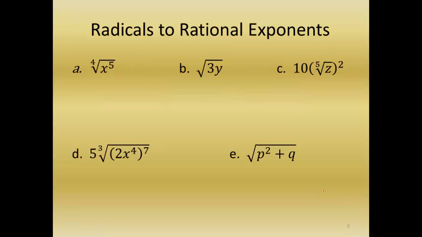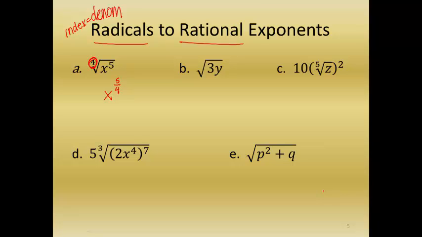All right, the last exercise of this is going to be taking the radicals and turning them into rational exponents. So we're going to go the other direction. Remember that the index is the denominator. So we're working backwards. So that means x to the 5/4 power, because the 4 is my denominator.